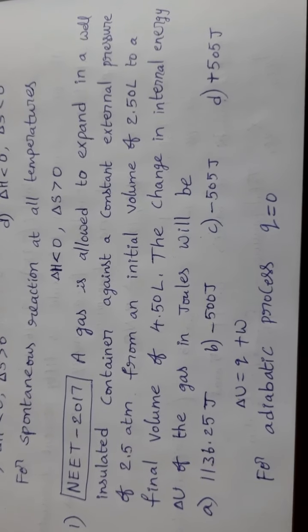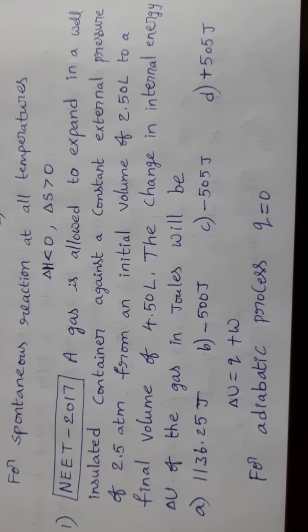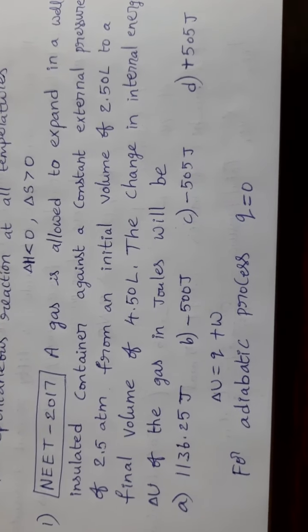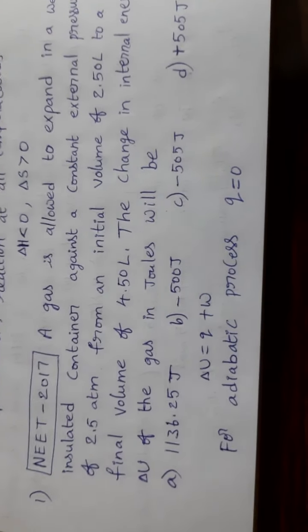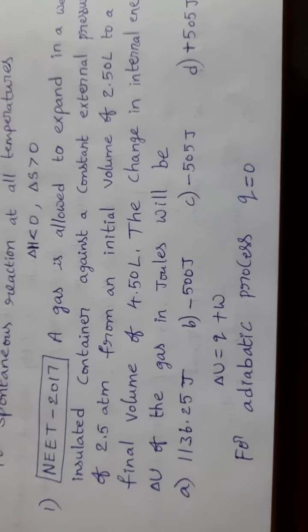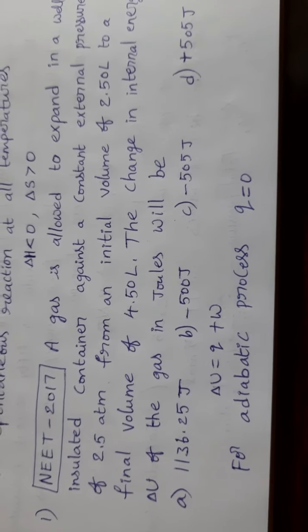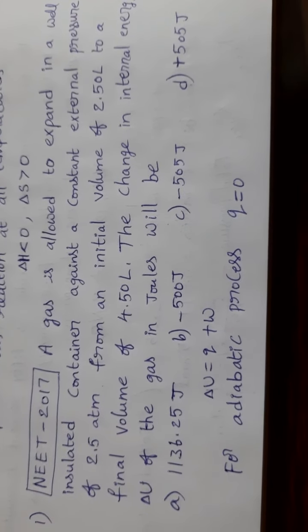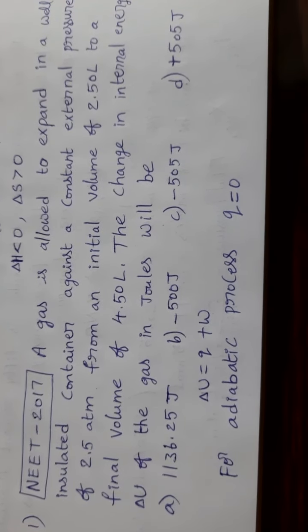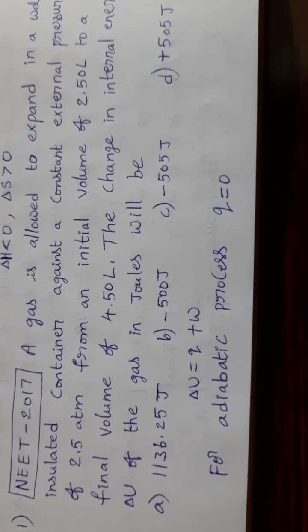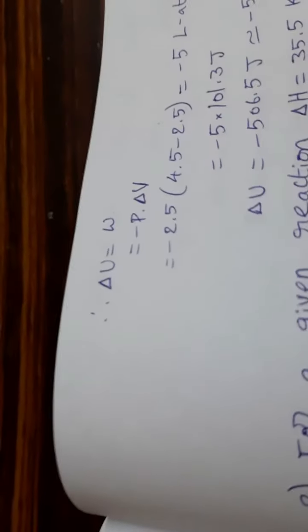In an insulated container, gas undergoes expansion from initial volume to final volume at a particular pressure. Then we should find out delta U. From first law of thermodynamics, delta U equal to Q plus W. Here, insulated container means there is no change in the heat energy. So, this is considered as adiabatic process. We know that for adiabatic process, Q equal to 0. Then, first law of thermodynamics becomes delta U equal to W.